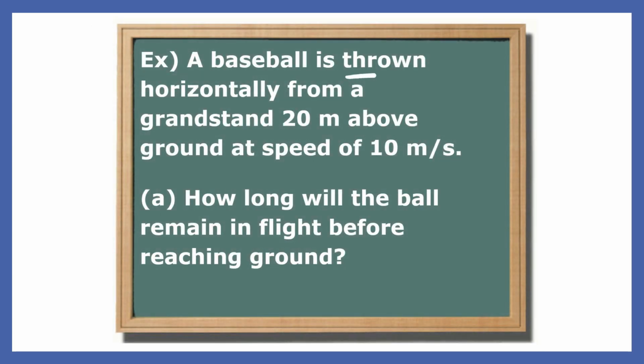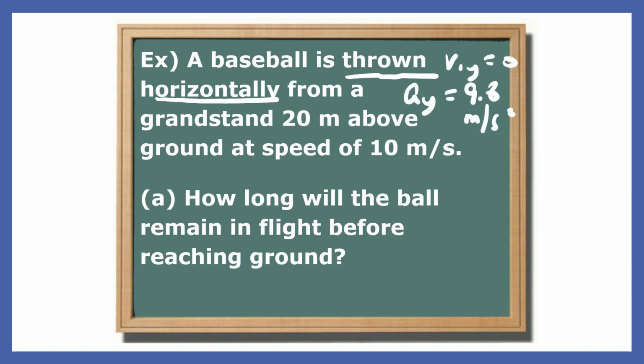A baseball is thrown horizontally from a grandstand 20 meters above the ground at a speed of 10 meters per second. So VIY equals 0 and AY equals 9.8 meters per second squared. dy is 20 meters because that's 20 meters above the ground, and the horizontal velocity is 10 meters per second. So how long will the ball remain in flight? That's t equals question mark.